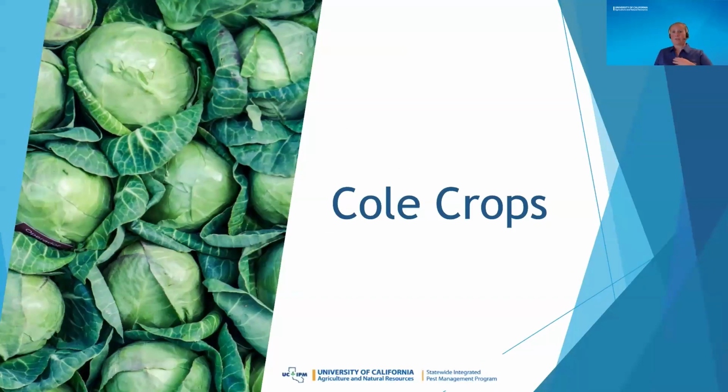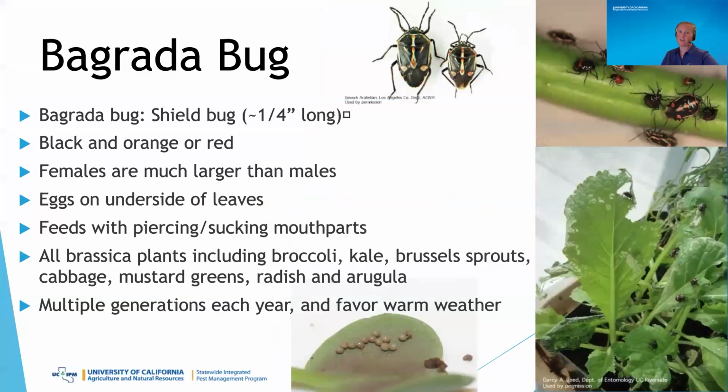So I would like to plan for some cooler weather. Here in the Central Valley, it's been pretty hot. So we're going to talk about some of our cole crops and specifically the bagrada bug that likes to attack our broccoli, kale, and some other greens. This insect doesn't look like much. It's actually pretty tiny here. You can see up in the corners, about 1/4 of an inch long.